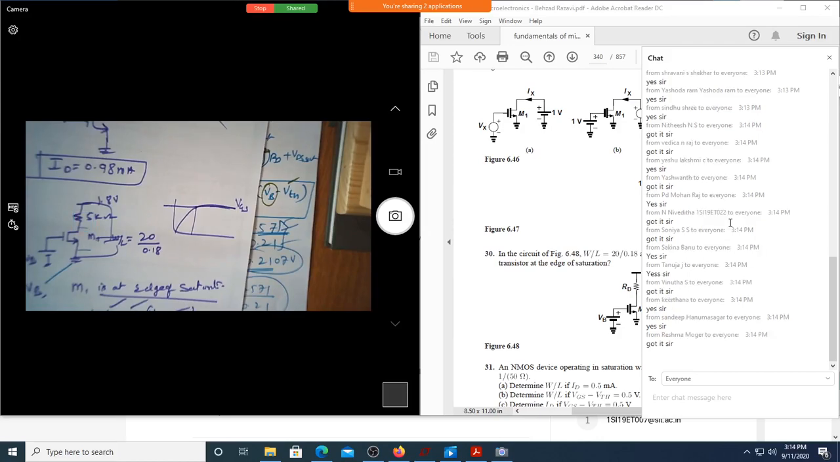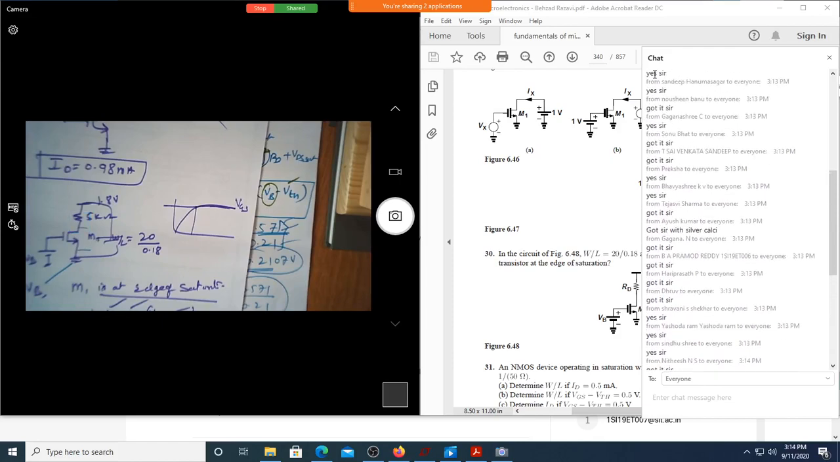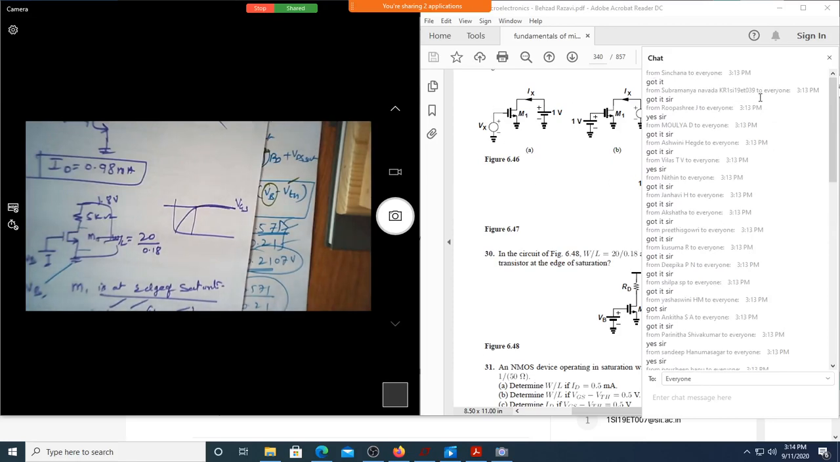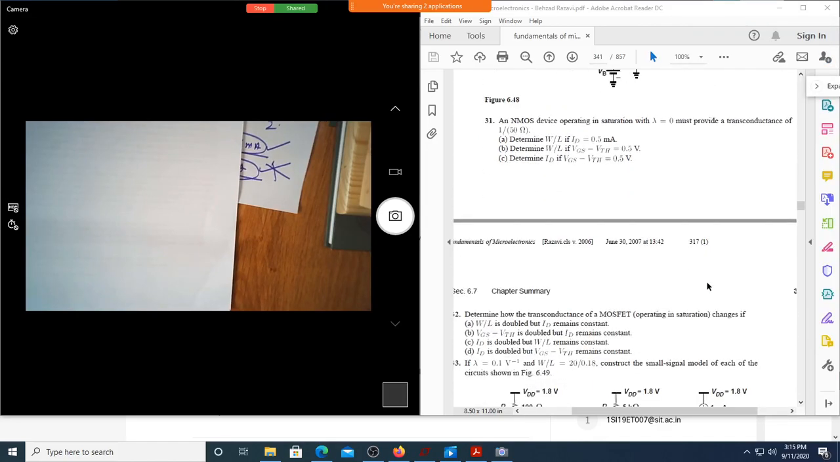Reshma, Sandeep, Kirtana, Vinuta, Tanuja, Sanika, Sonia, Nivedita, Mohan Raj. Okay, 1, 2, 3, 4, 5, 6, 7, 8, 9, 10, 11, 12, 13, 14, 15, 16, 17, 18, 19, 20, 21. I think almost all of you are there. All of you got it. That's good. So maybe in the second or third problem itself, most of you could know how to use the calculator with this alpha A concept. That's perfect. Very good.